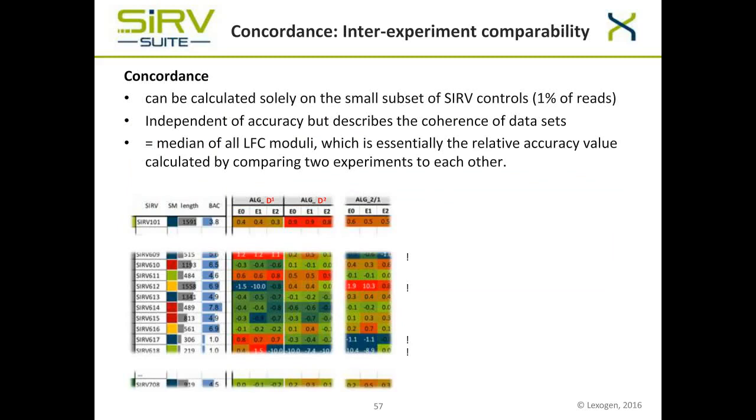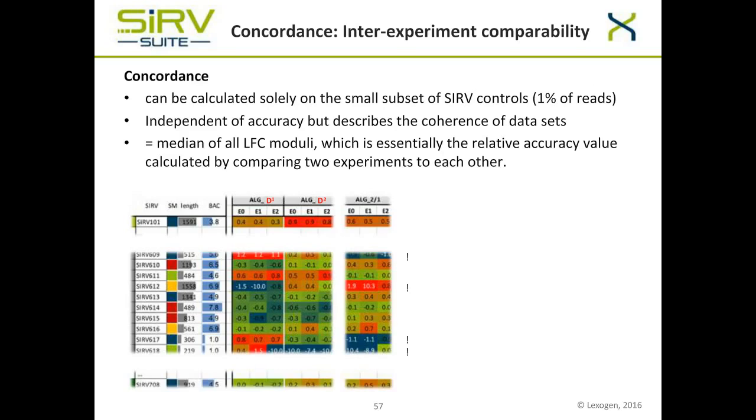And with this, I get to the definition of concordance. So this can only be calculated on the surf controls, actually, and not on the endogenous RNA. It is actually independent of the accuracy of the individual samples and experiments, but it describes the coherence of this data set.